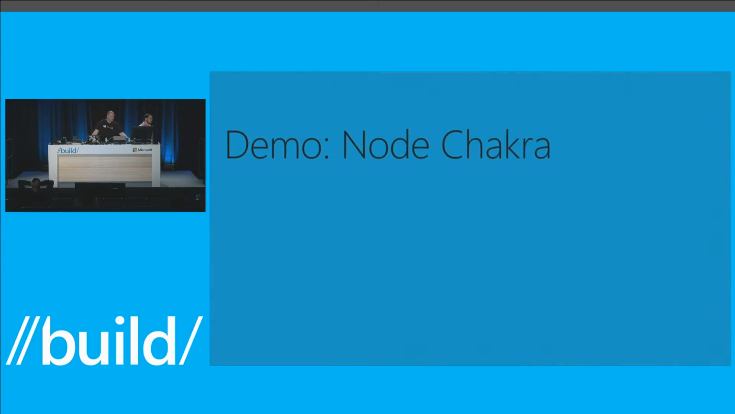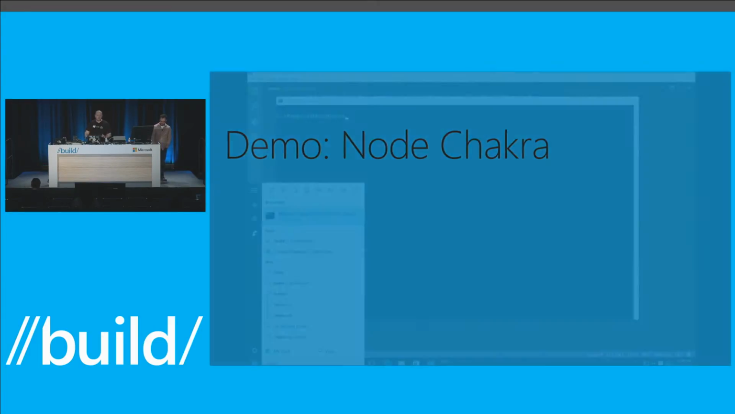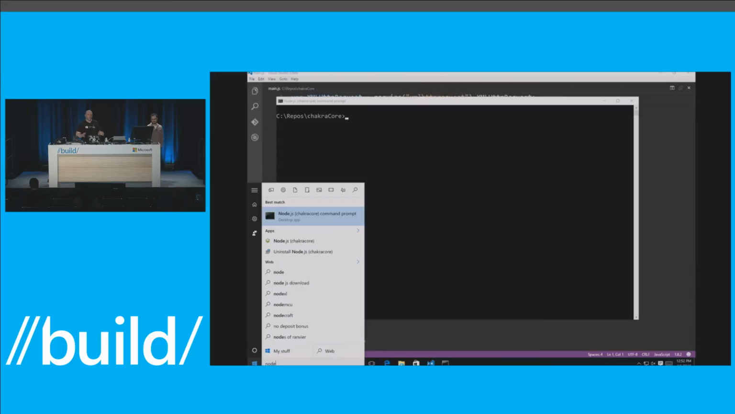So let's take a look at a demo of Node Chakra. Node Chakra is pretty simple to install. You just go to the Node Chakra website and install it. It's like your regular Node.js installation. And you get, for instance here, a command prompt with Node.js. Everything regarding Node.js is supported, that's cool.